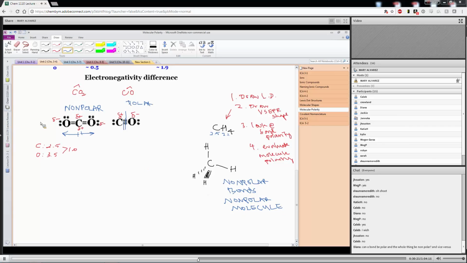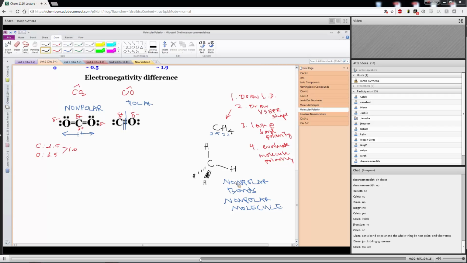Here I have polar bonds, but I'm a nonpolar molecule, and here I have polar bonds, and I have a polar molecule. So we've got a bunch of different options here. Diana, you're exactly right. Here's an example of where we have bonds that are polar and we had a nonpolar molecule. But here, if we don't have any polar bonds, then we can't have a polar molecule.